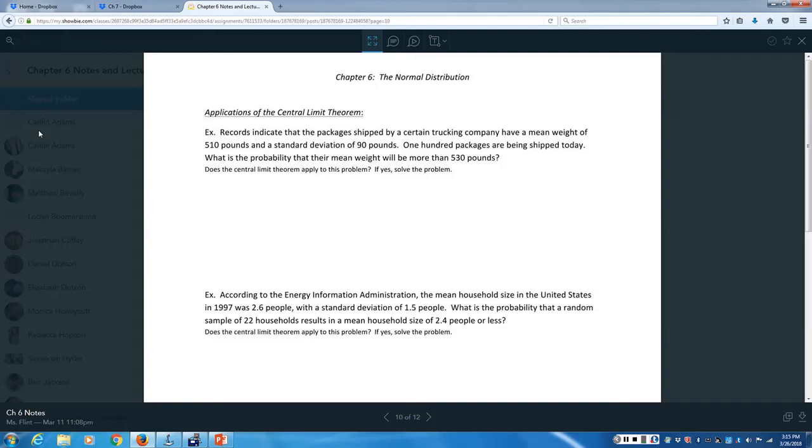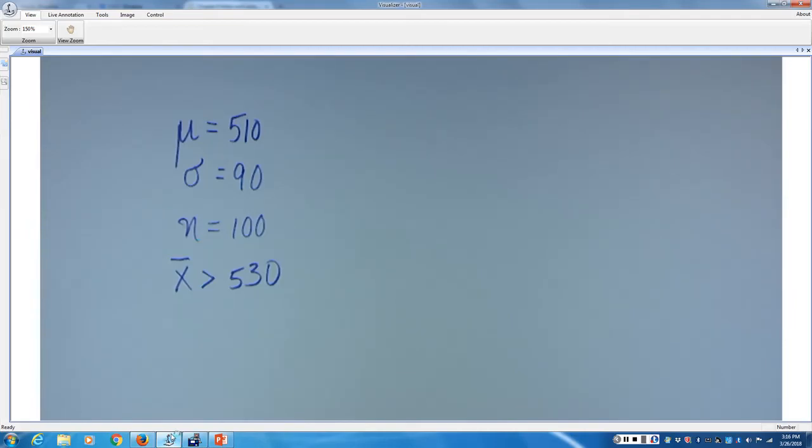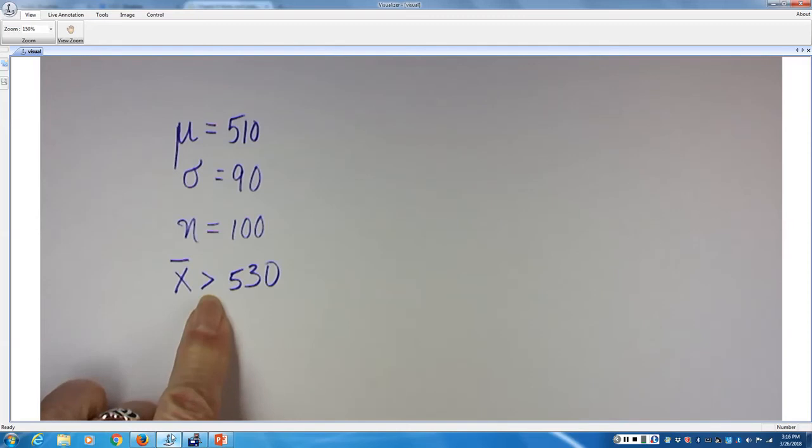What's happening with that problem is we're given this information here, and asked to figure out the answer to this question. What's the probability that the mean weight is more than 530?